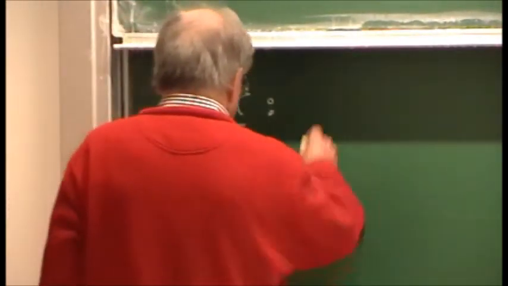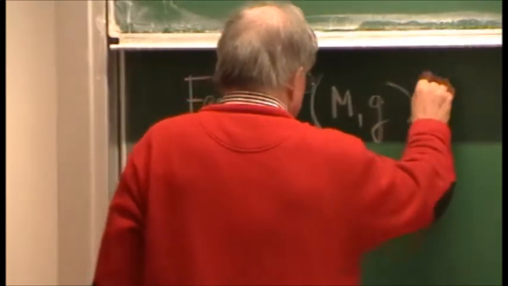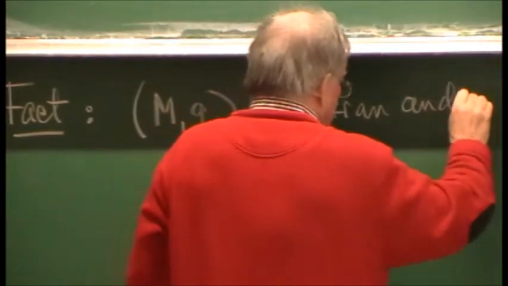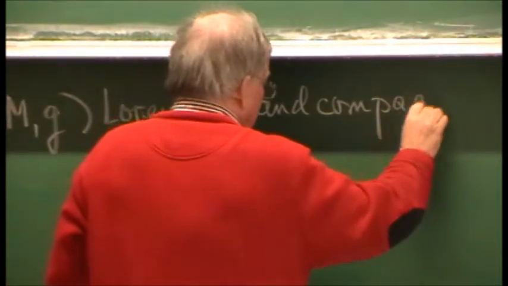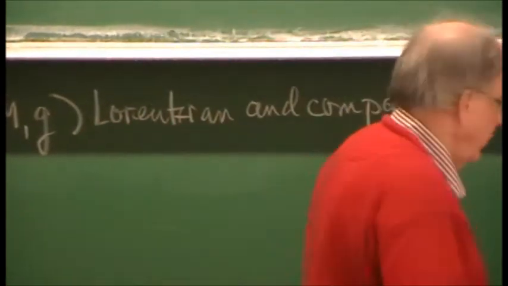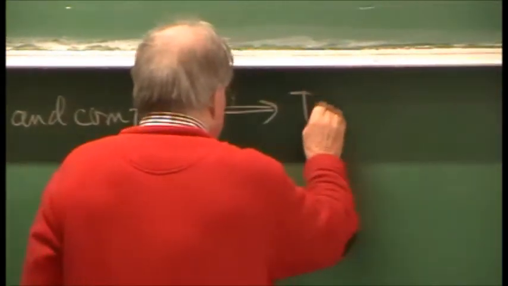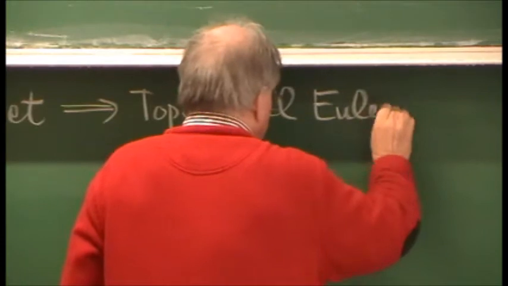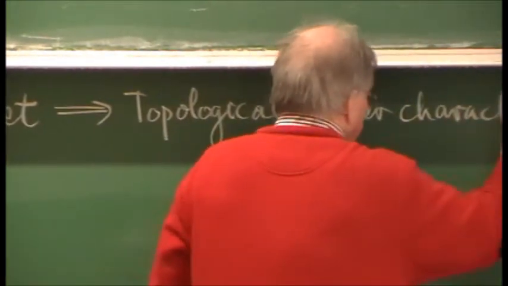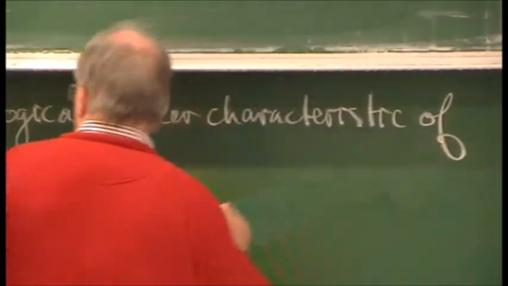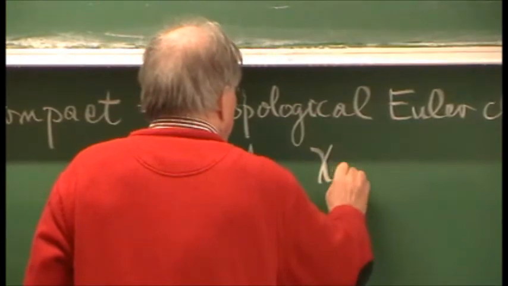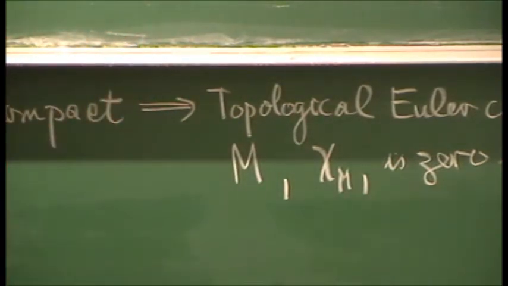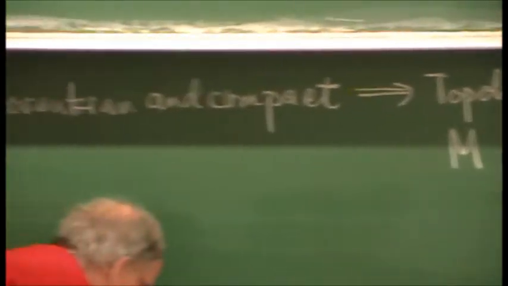Okay, fact. M, g, Lorentzian, and compact. So, M should be compact. This is really a beautiful fact. Watch this. The topological Euler characteristic of M, which is usually called chi of M, is zero.